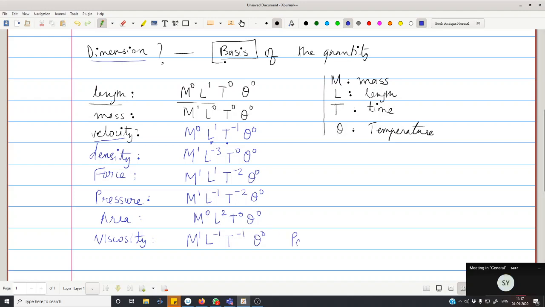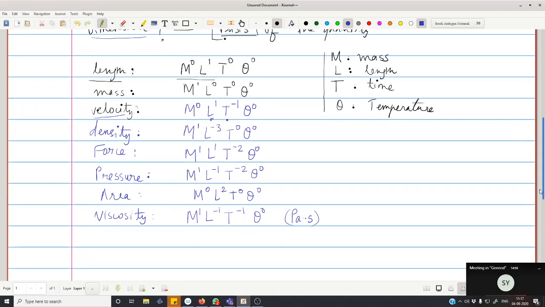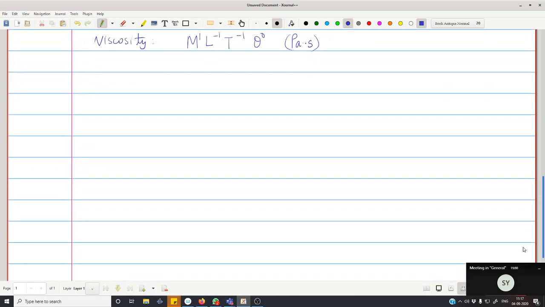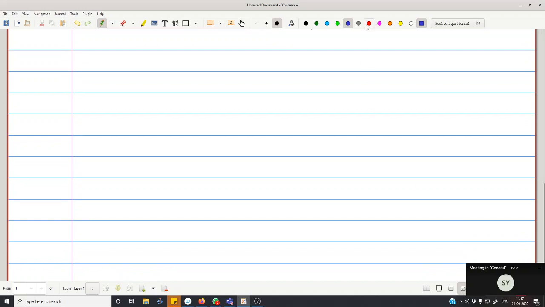Because the unit was nothing but Pascal second. Now dimensions are one thing. Now you may think that okay, dimensions are fine.